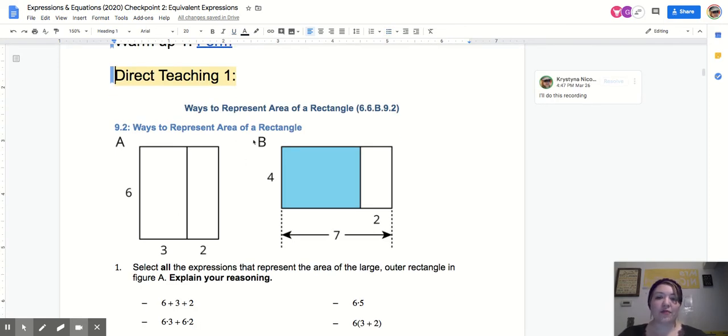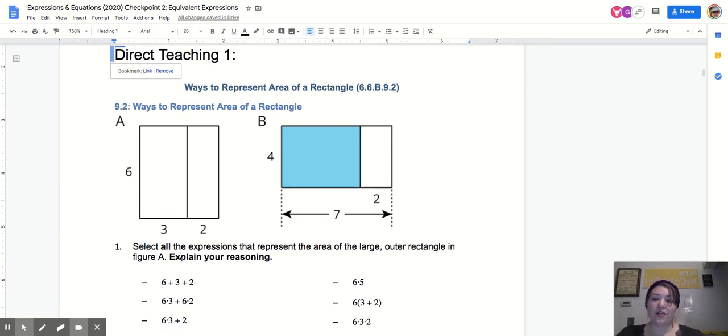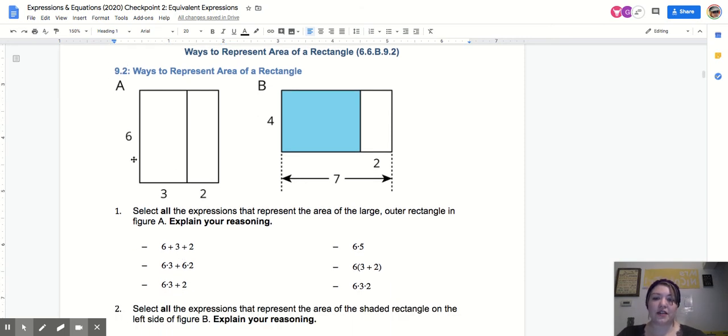Remember that when we're representing this rectangle, we can see that it also represents the equation and the distributive property. We look at figure A, and there's a 6 on the length and a width of 3 and 2. So we know that area is length times width, and we're going to select all the expressions that represent the area of the large outer rectangle, not the little inner ones, the large outer rectangle.